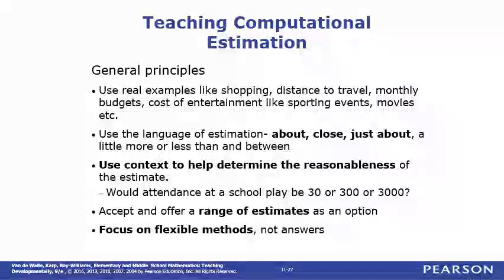So let's talk about some general principles here with estimation. It's important that you use real examples like shopping, distance to travel, monthly budgets, cost of entertainment like sporting events, movies, etc. It's also important that you use the language of estimation, words like about, close, or just about, a little more, or a little less than, or between. It's important that you use context to help determine the reasonableness of the estimate. For example, would attendance at a school play be 30, 300, or 3,000?